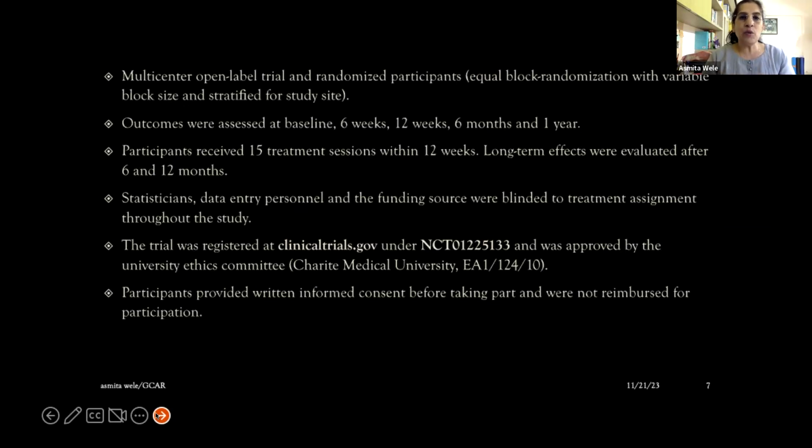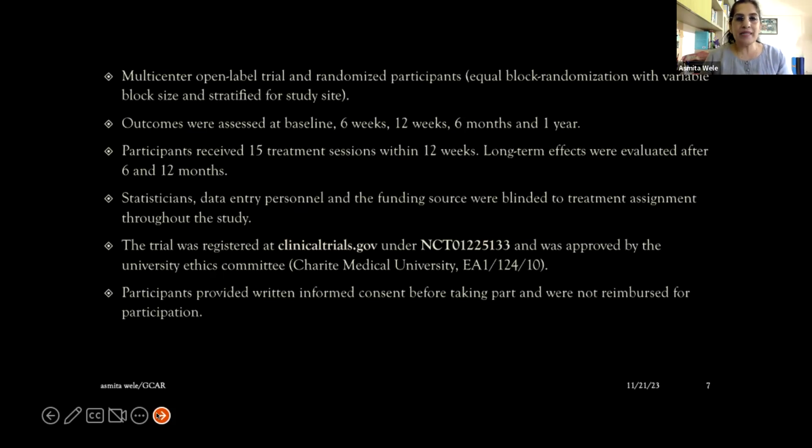So this is a multi-center open label trial with randomized participants. The randomization technique used is equal block randomization with block size, stratified for study site. There are two study sites. One is Emmanuel Hospital and another one is Charité Hospital. Both the hospitals were in Germany. Outcomes were assessed at baseline, 6 weeks, 12 weeks, 6 months, and 1 year.